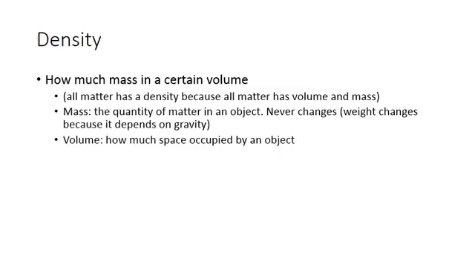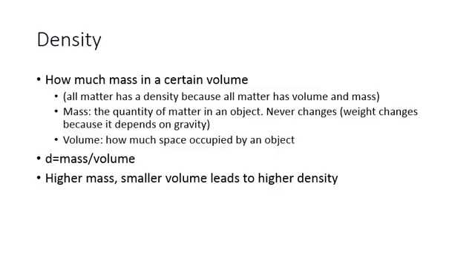So remember, mass is just the quantity of matter in an object. It never changes, and that's different than weight because weight depends on gravity and will change. And then volume is just how much space is occupied by an object. This is the formula, so density equals mass divided by volume.